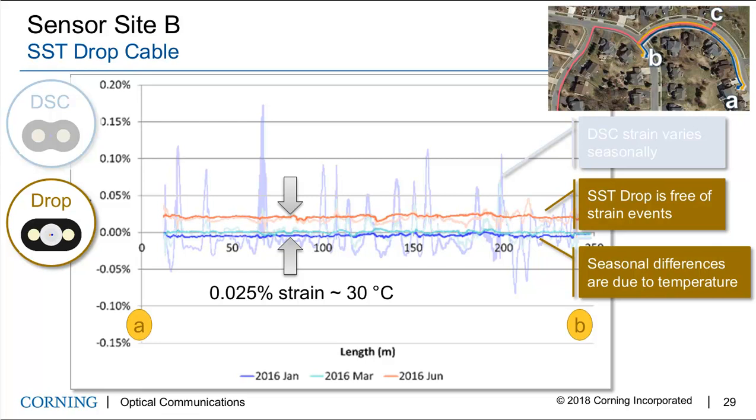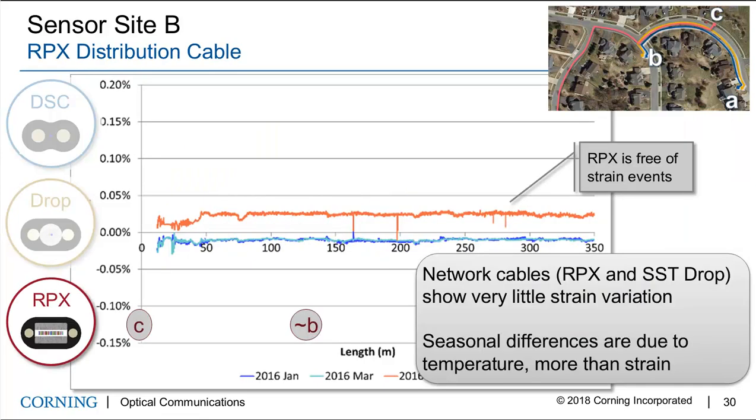And in fact, if you take the average strain of the DSC cable, the blue trace in the background with the high peak-to-peak amplitude, it's approximately equal to the average of the drop cable. And then lastly, let's look at the RPX distribution cable in the slot starting at C, continuing to B, and moving onwards. And again, this ribbon cable is free of strain events along its length. And again, the excess fiber length in this cable buffers the fiber from this environmental strain of the roadway. From this experiment, we can see that these network cables, the RPX and the drop, show very little strain variation. And these seasonal differences are really more due to temperature differences at measurement time rather than strain differences.